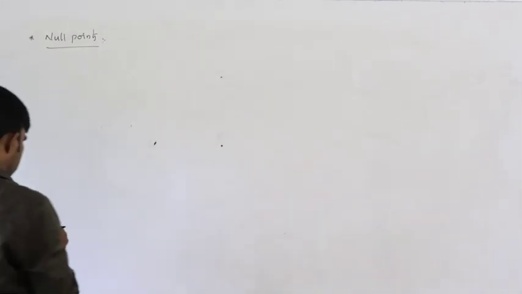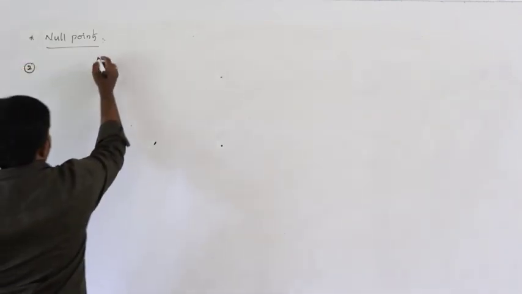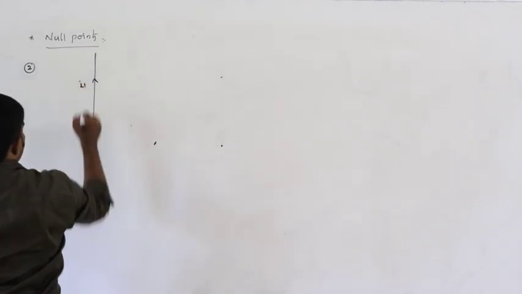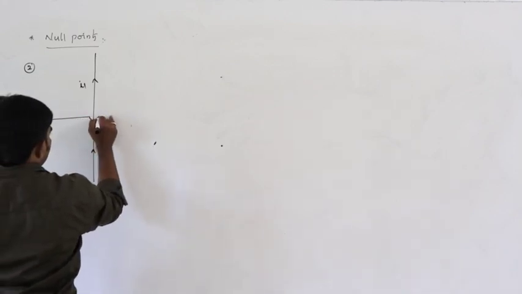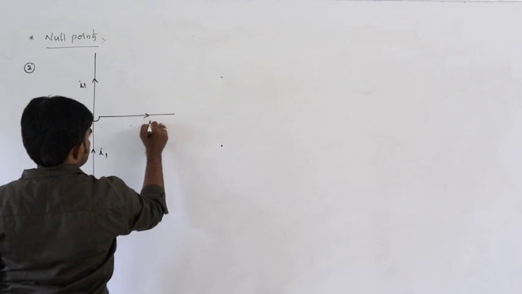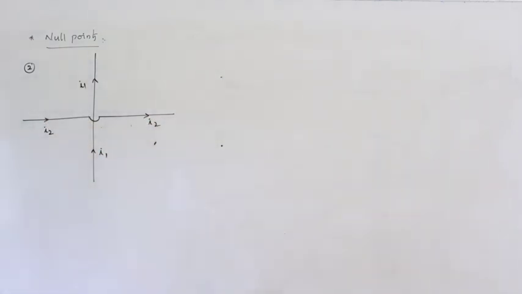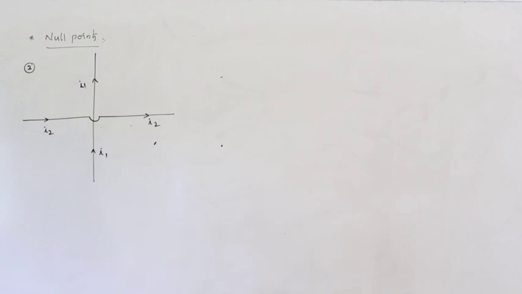So come to the second situation in this. Here, one current carrying conductor carries current I1, and another one carries I2. What is the meaning of this symbol? These two conductors do not intersect, that is the meaning of that.